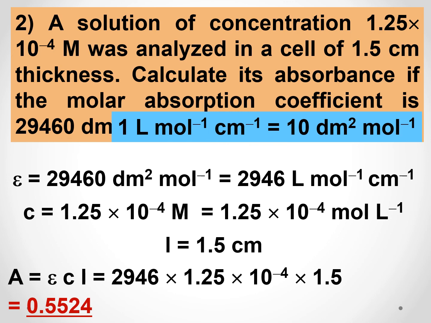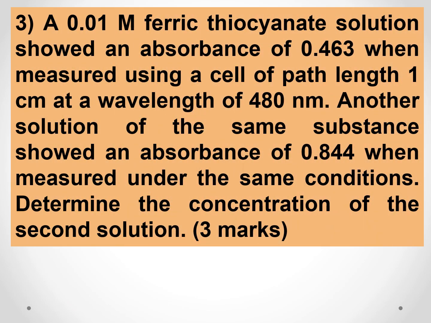Next question. A 0.01 molar ferric thiocyanate solution showed an absorbance of 0.463 when measured using a cell of path length 1 cm at a wavelength of 480 nanometers. Another solution of the same substance showed an absorbance of 0.844 when measured under similar conditions. Determine the concentration of the second solution. This is the question.